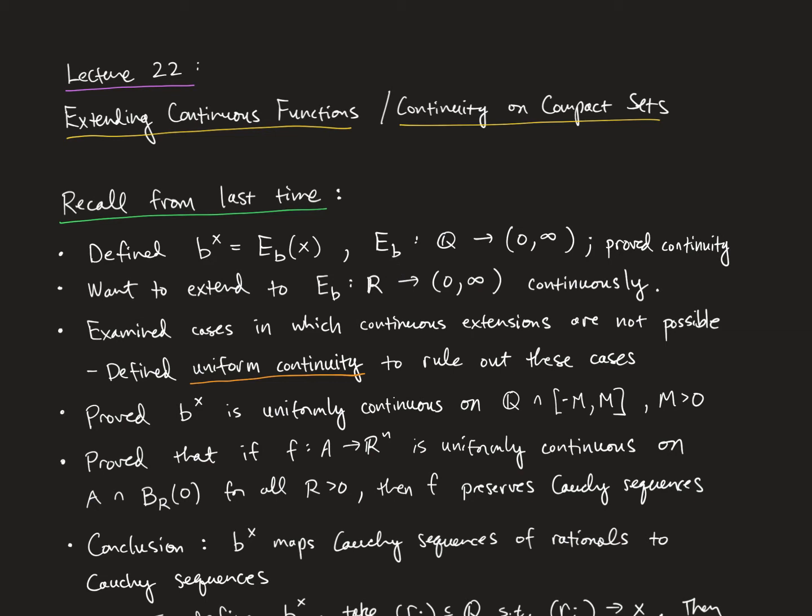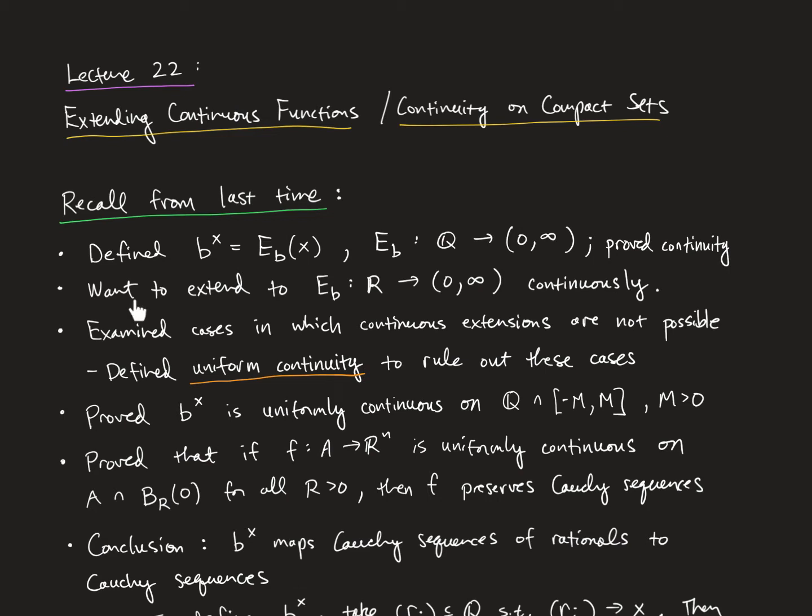So we know what b to the x means for a rational number. Essentially, we have integer powers of b, and we have roots of b, and we can combine that to define the xth power of b as long as x is rational. And in particular, we proved this is a continuous function. So this is a continuous function from the rationals to the positive real numbers.